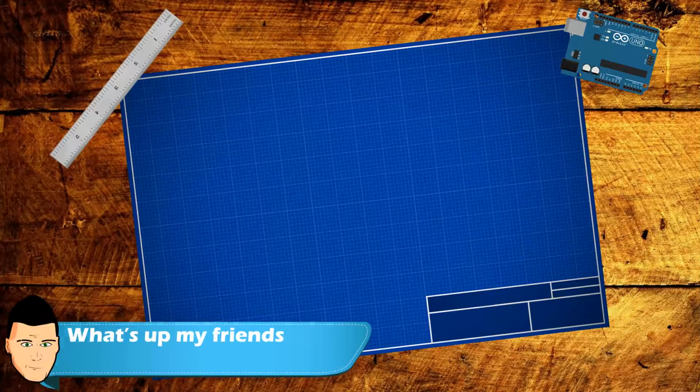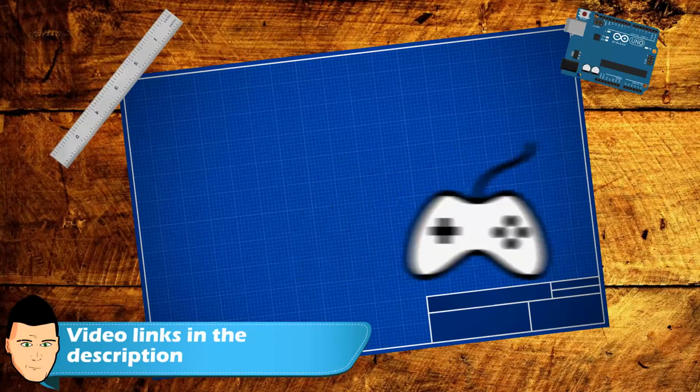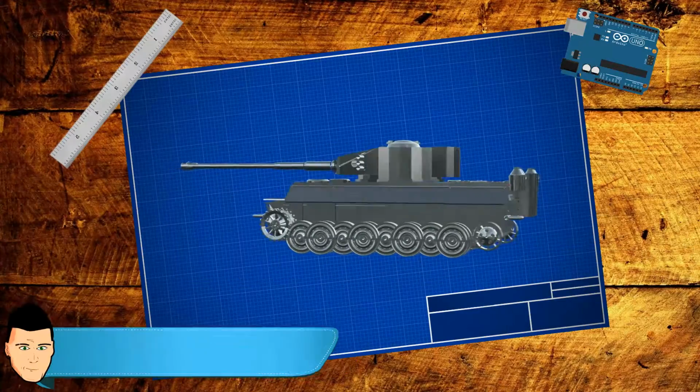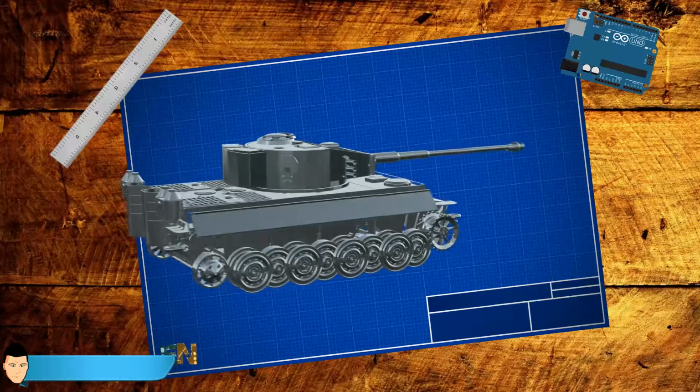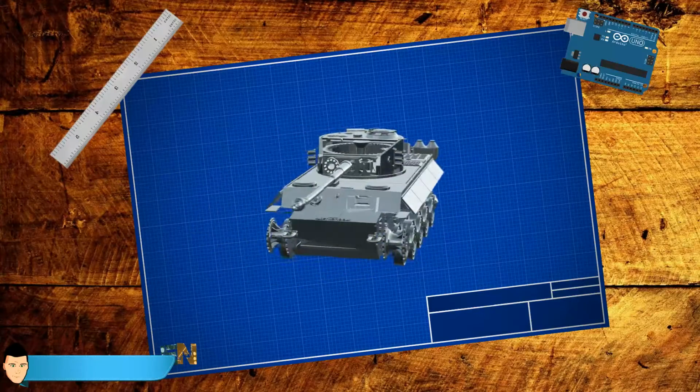What's up, my friends? Welcome back. I think it's time to finish our radio control badass tank project. We have seen how to build our joystick transmitter, build the tank and the H-bridge. Now it's time to build our receiver and put everything together.